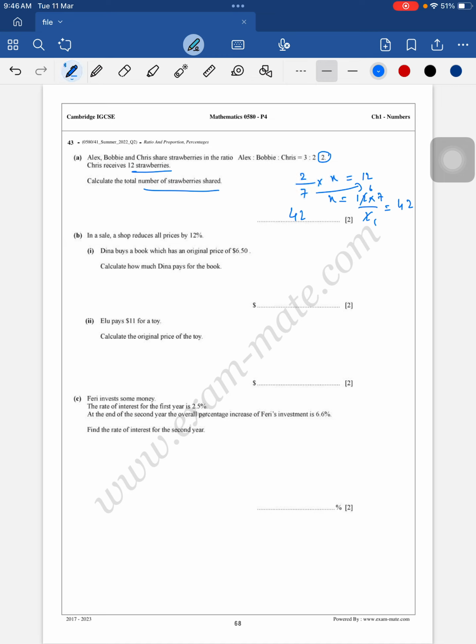In a sale, a shop reduces all prices by 12%. Dina buys a book which has an original price of $56.50.